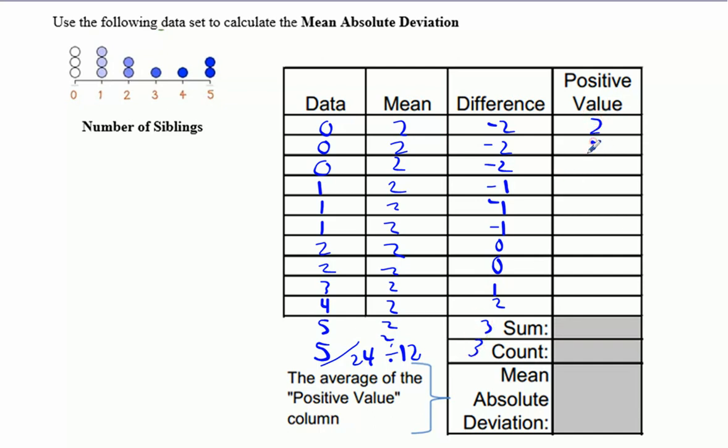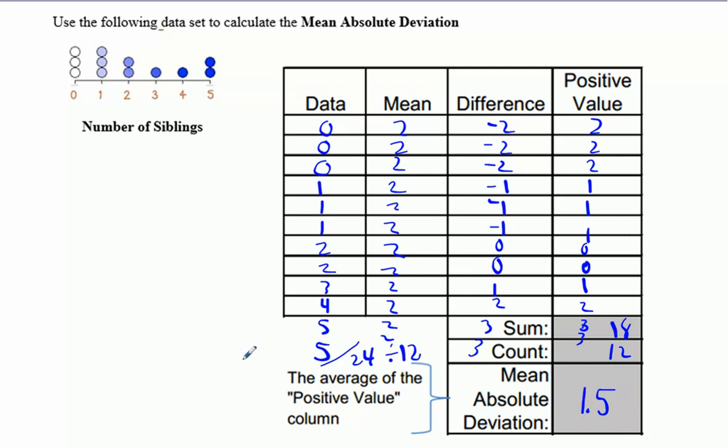Finding the positive values of all of them, or taking the absolute value. 1, 2, 3, 3. Sorry, that should be a 3. And now adding that last row up, 2 plus 2 plus 2 plus 1 plus 1 plus 1 plus 1 plus 2 plus 3 plus 3 equals 18 is my sum, divided by, I still know there are 12 numbers. Final answer, mean absolute deviation of 1 5/10.